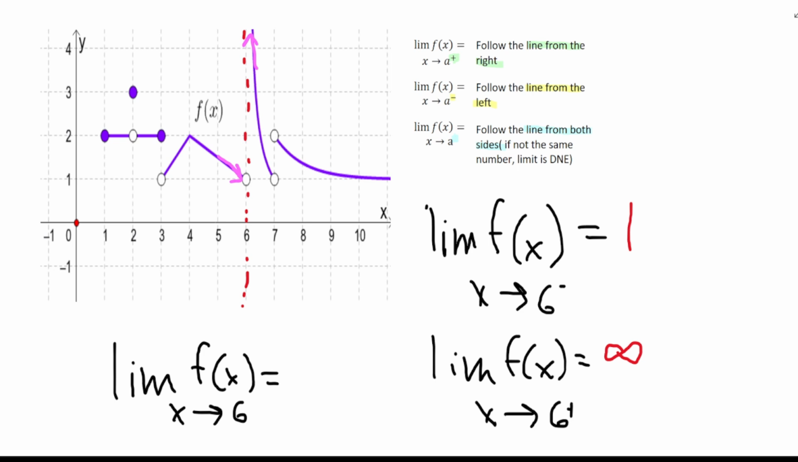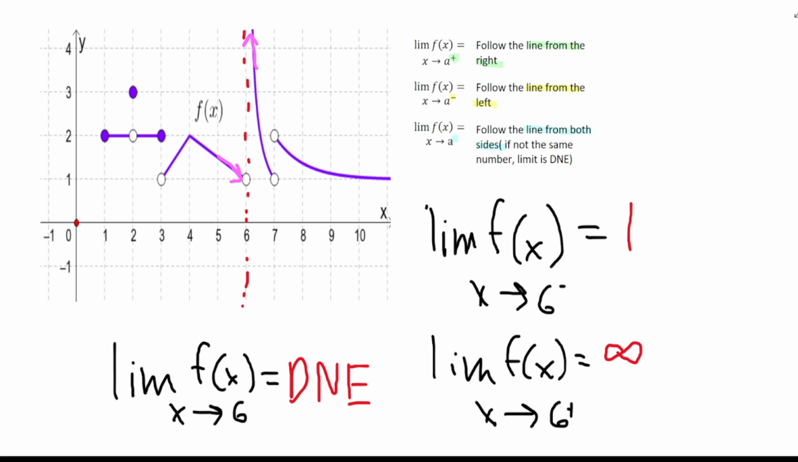For us to have a limit from both sides existing, the y values need to be equal. Since one of the limits is equal to 1, and one of the limits is equal to infinity, the limit cannot exist from both sides. So the answer would be D and E. A simple way of thinking about the limit from both sides, if it exists or not: the line has to touch the same exact y value from both sides. If it doesn't touch the same y value, the limit does not exist.